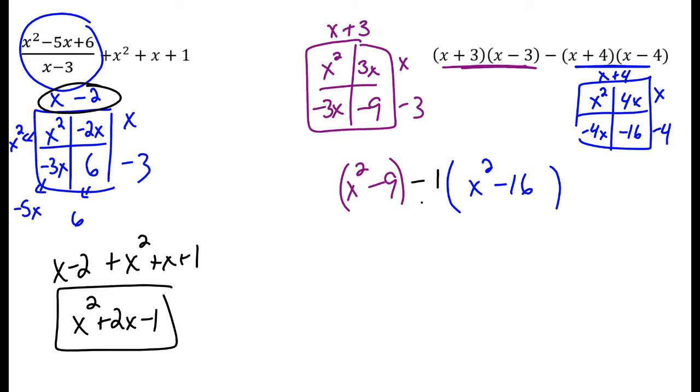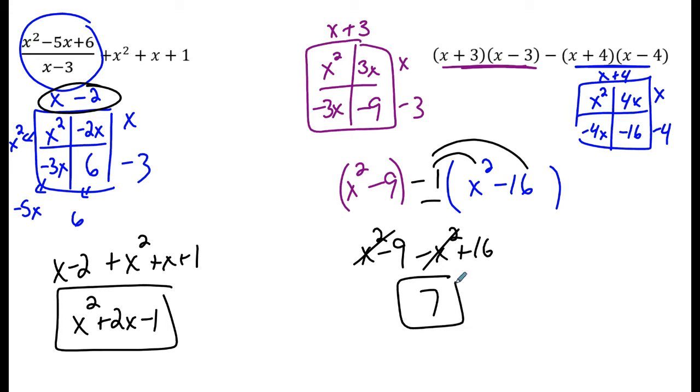Notice how I put them in parentheses because I have to distribute that negative 1 again. Minus x squared plus 16. Don't make silly sign errors like that because they cost you lots of points that you deserve. My x squareds add to 0, and I'm left with 7. Yes, 7 is a number, but 7 is also a polynomial. It's weird to think about it as a polynomial, but it is.